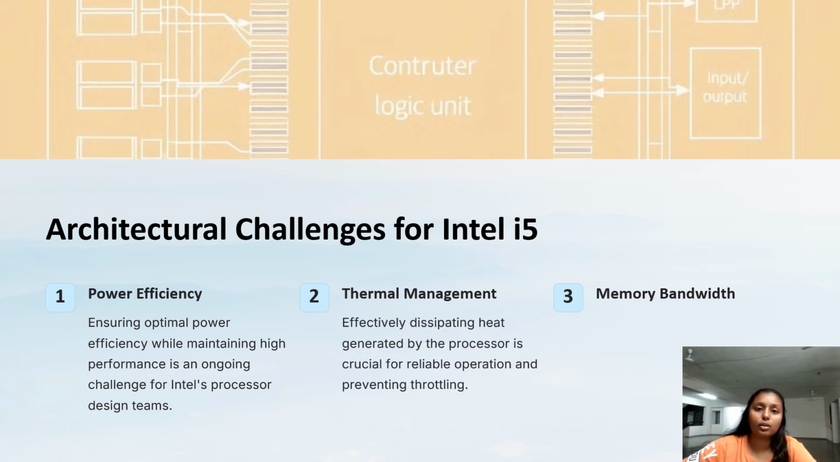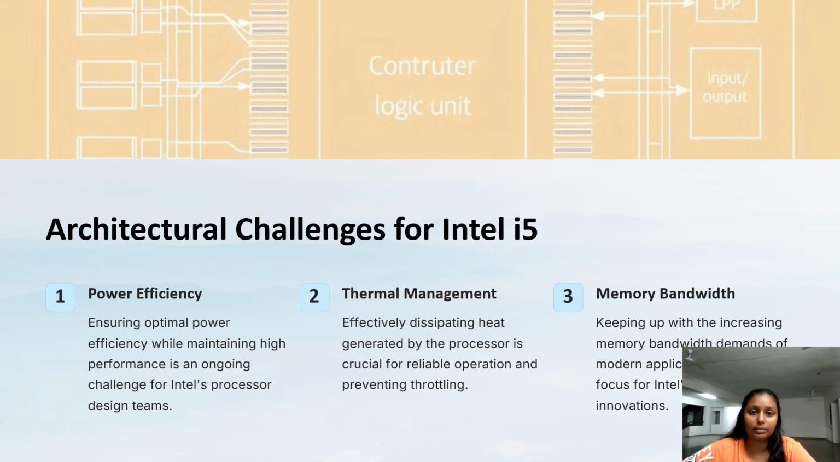The next challenge is thermal management. It generates more heat, making thermal management a critical issue, especially in compact form factors like laptops or small desktops. Managing heat efficiently without thermal throttling is a significant challenge. For this, they can go through architectural improvements such as enhanced cooling solutions and dynamic thermal frameworks.